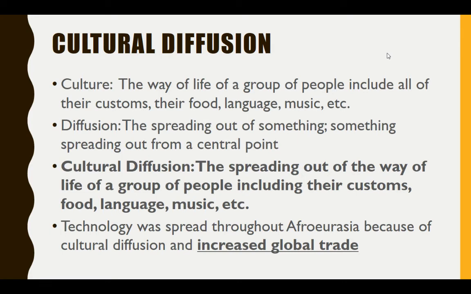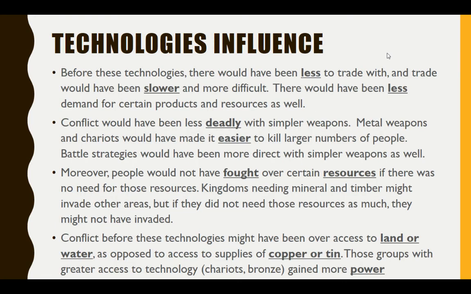Technology was spread through Afroeurasia because of cultural diffusion and the increased global trade. This is the beginning of our global economy, our global society, where we have many different cultures, many different civilizations interacting and trading for resources and other goods. Before these technologies, there would have been less to trade with, and trade would have been slower and more difficult. There would have been less demand for certain products and resources as well.